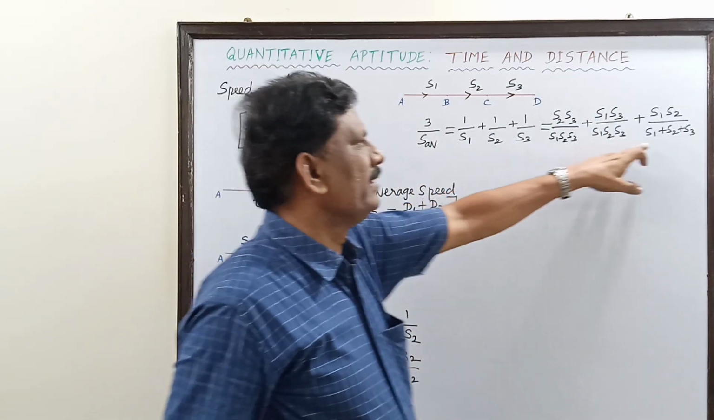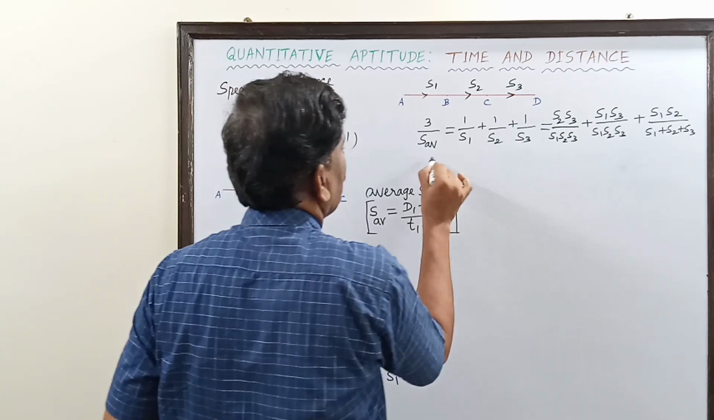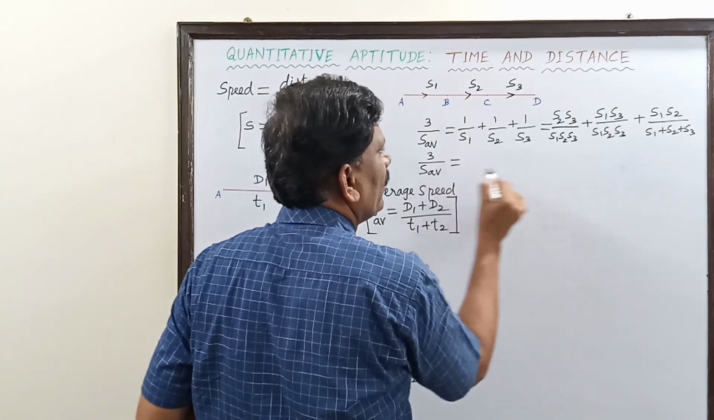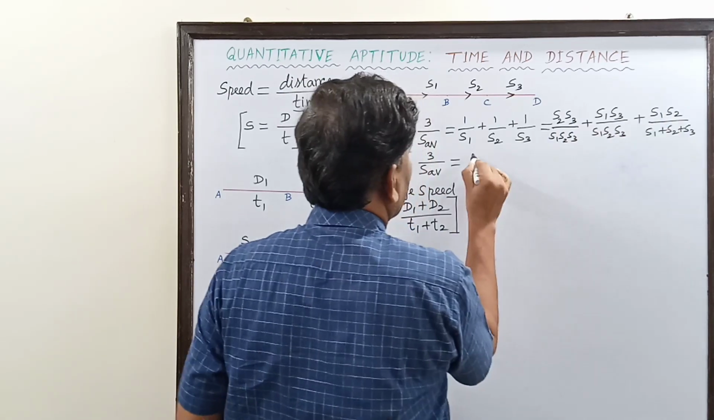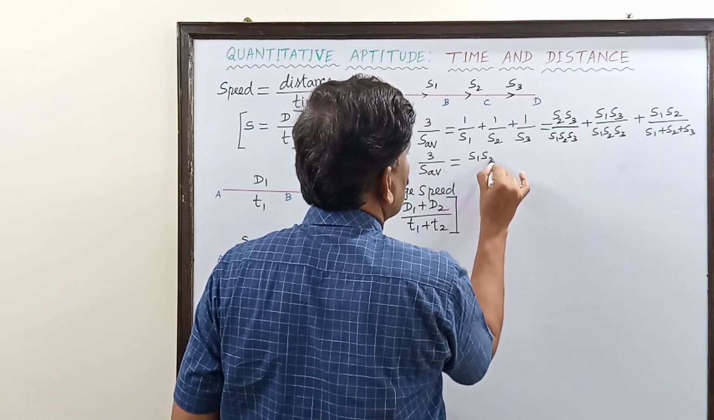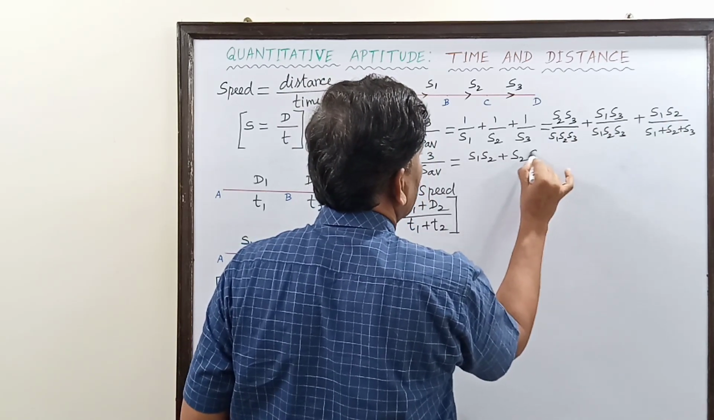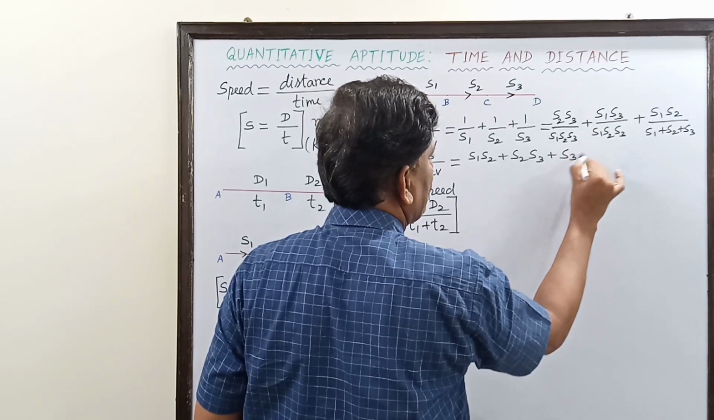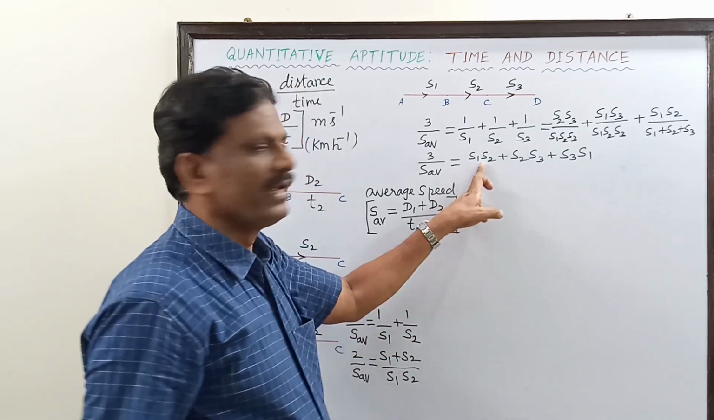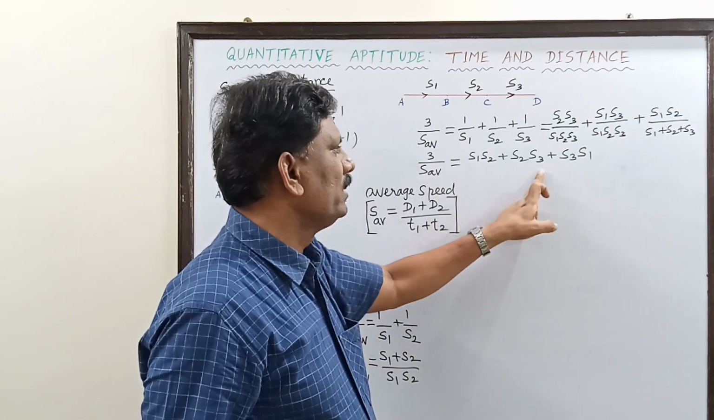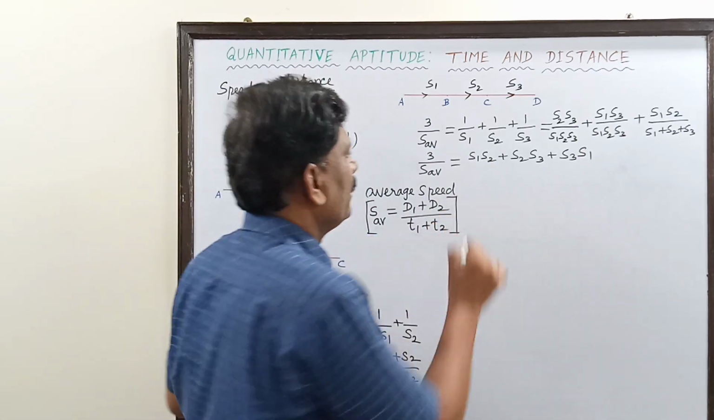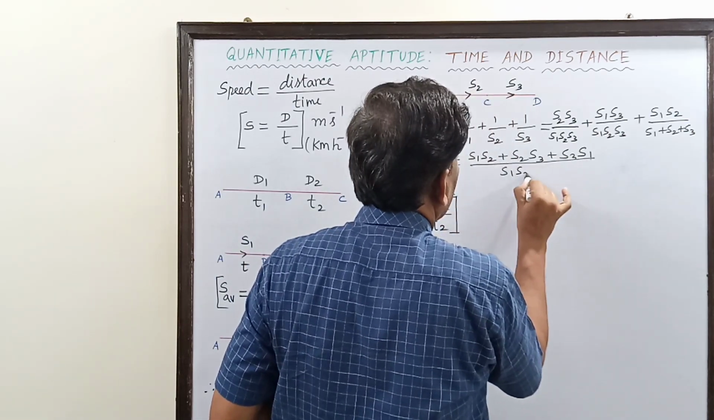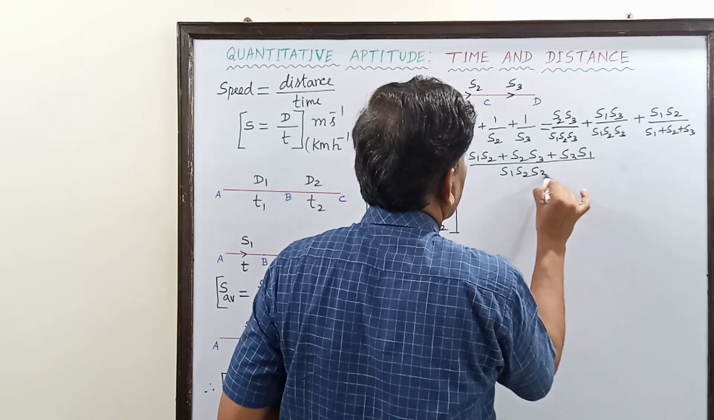So all have the same denominator, is it not? So I can write that 3 divided by average speed is equal to, in order: first term S1, S2, second term S2, S3, and the third term S1, S3 can also be written as S3, S1, so that you can remember 1 to 2, 2 to 3, 3 to 1 like that. And the common denominator is S1, S2, S3.